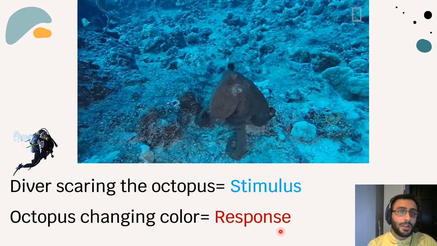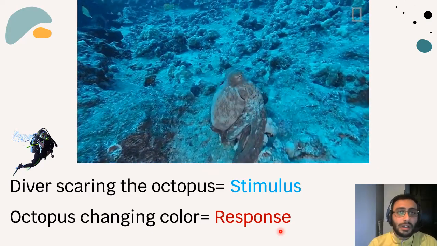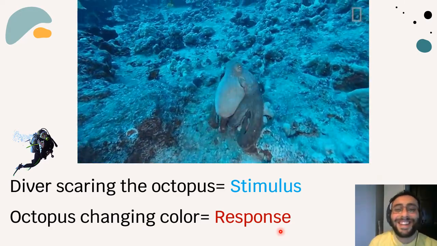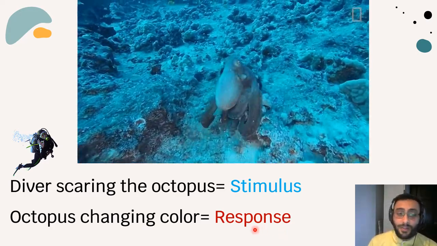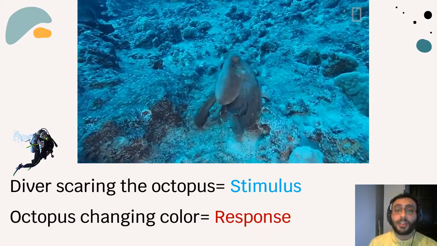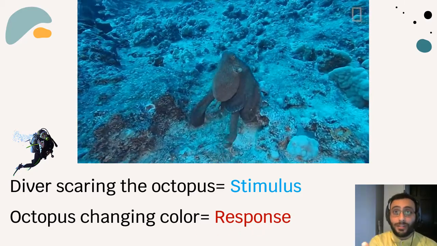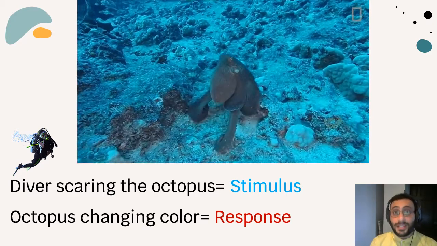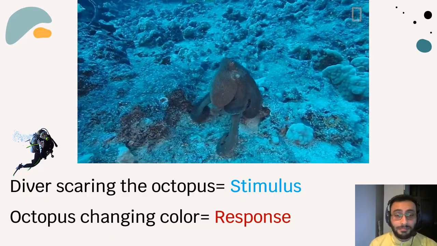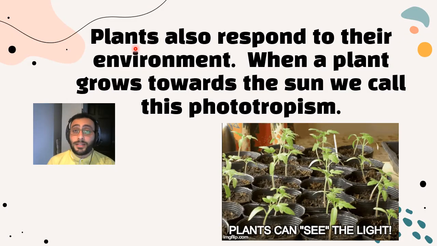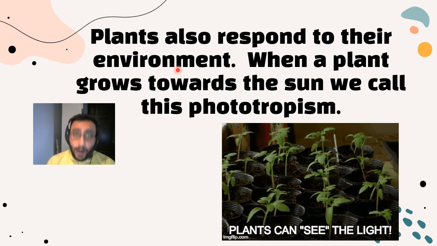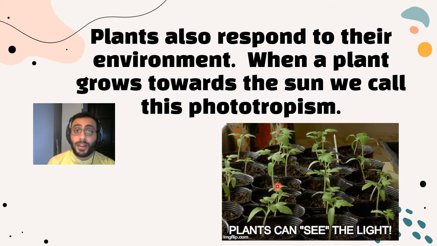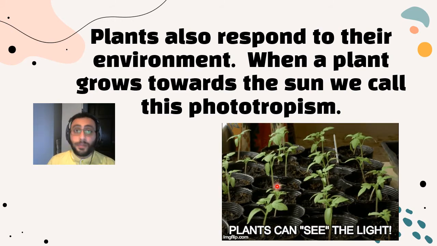Now, octopus sometimes has one more response. Yes, it will fight you, punch you. I'm just kidding. So, the response of an octopus is changing color when it's scared. Squid. Squid will shoot ink when it's scared. That is its response. Now, plants also respond to their environment. It's not only humans and animals. No. Plants, all living things, respond to their environment.